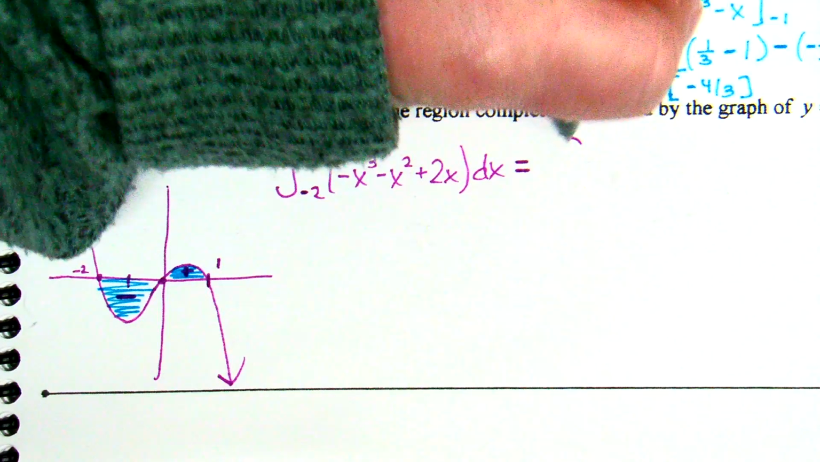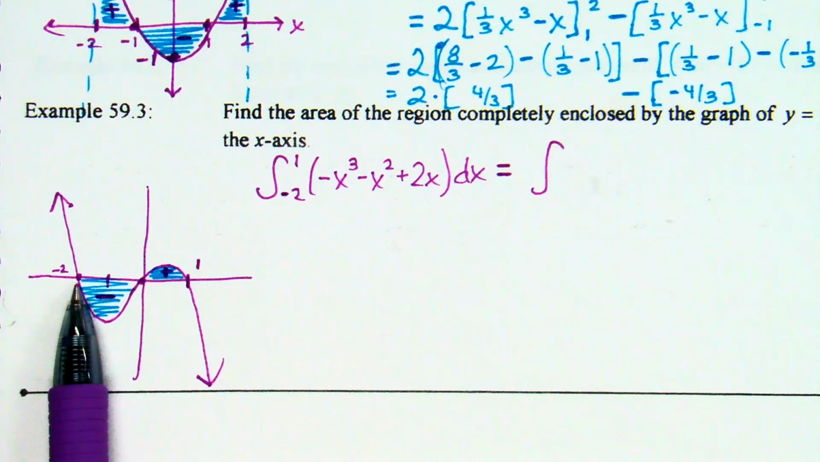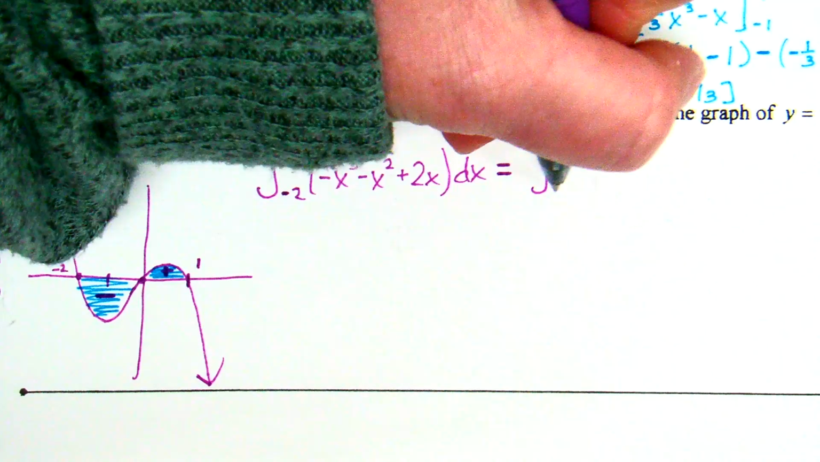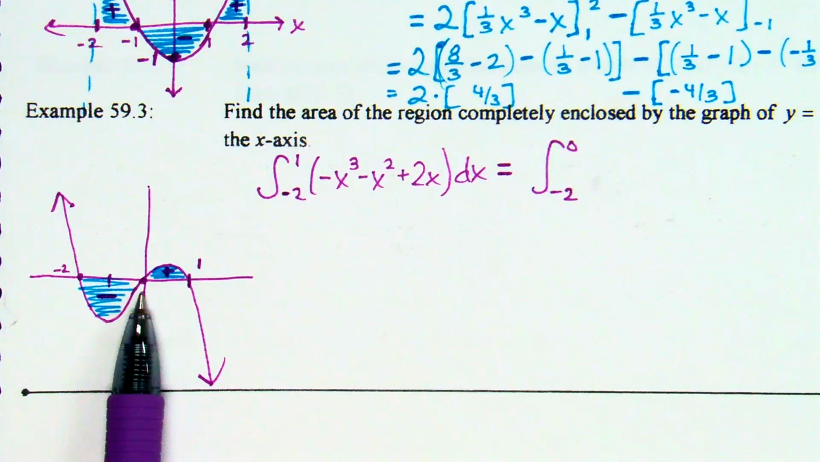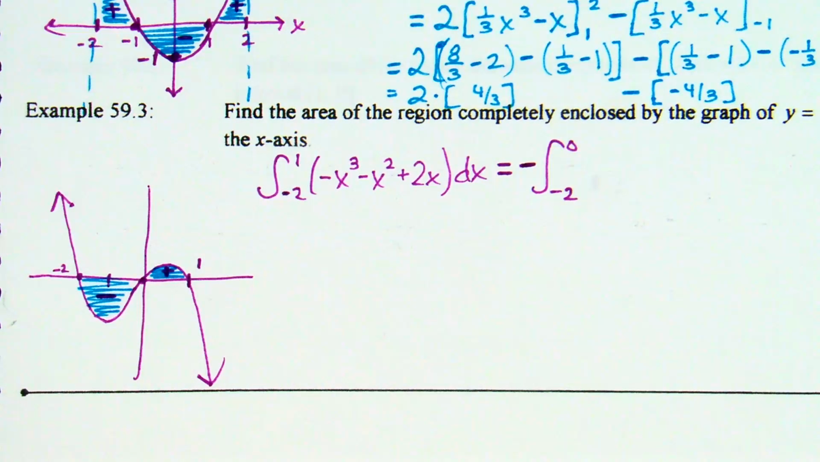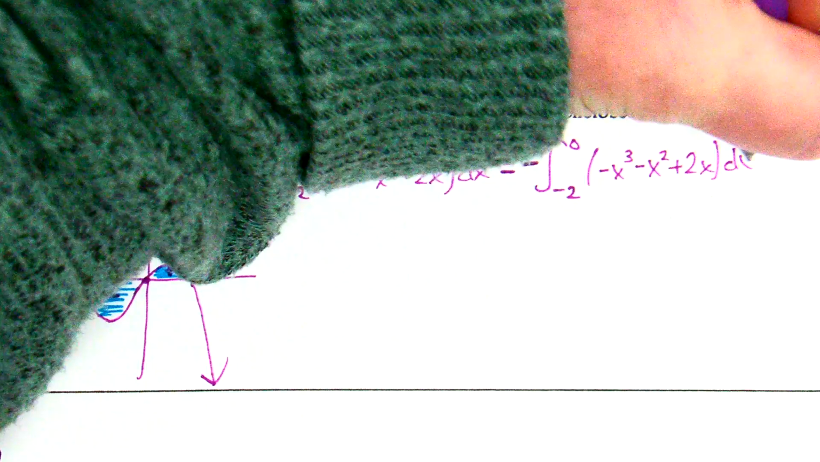As I set this up, what's my first integral going to be? Put a negative in front. And then have the -2 to 0. Okay, so if we go left to right, the x values are -2 to 0. And notice, why did he say put a negative in front? Because it's negative, right? We have to counteract for that negative. And it's going to be the integral of -x³ minus x² plus 2x dx.